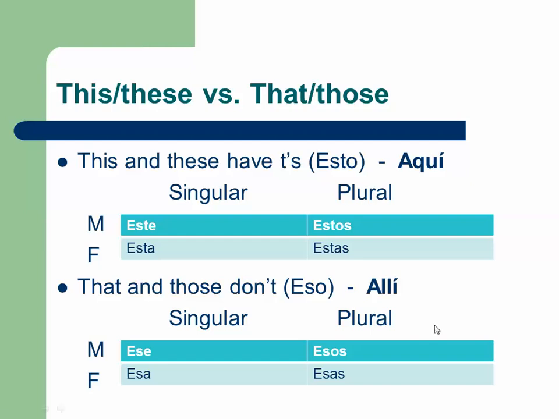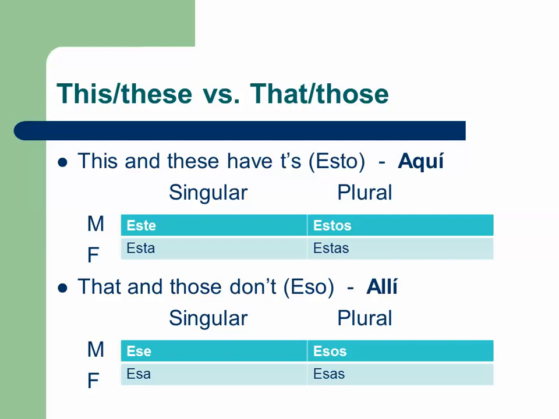So we have feminine, masculine, singular, and plural, just like we had for the. For example, el, la, los, and las, remember? Well, now we have feminine, masculine, singular, and plural for this and these. The ones that you can touch, the ones that are right next to you, aquí, within touching distance. This and these, those are the ones we're talking about.